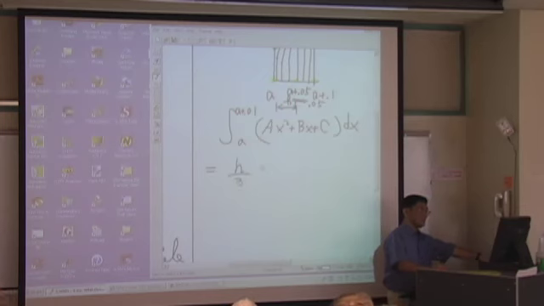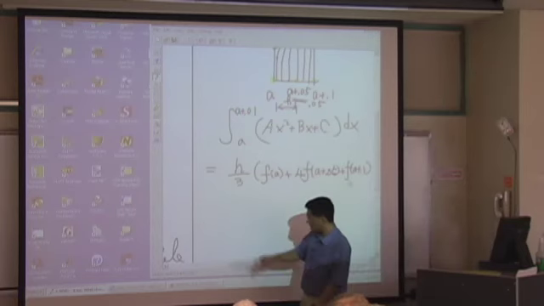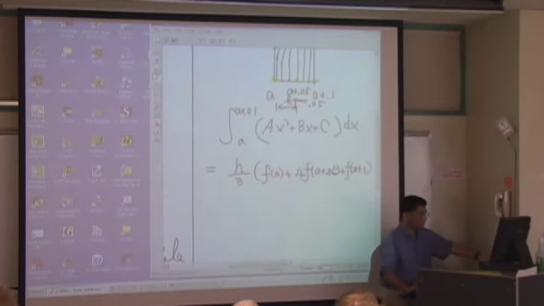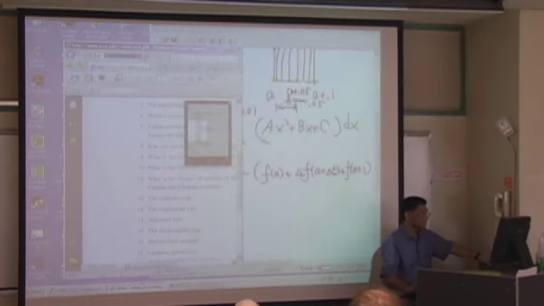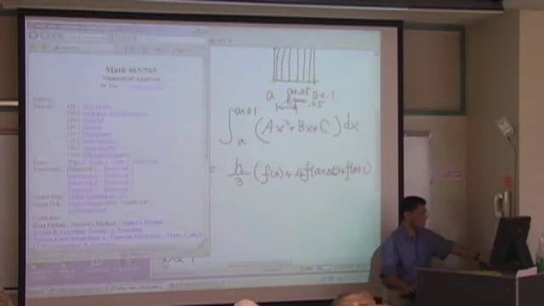So h over 3 times f of a plus 4 times f of a plus 0.05 plus f of a plus 0.1. So this is the formula. Of course, the detailed formula exists. You don't have to write down the formula itself because the detailed formula is here. And this was found by Simpson, so this is called Simpson's rule.